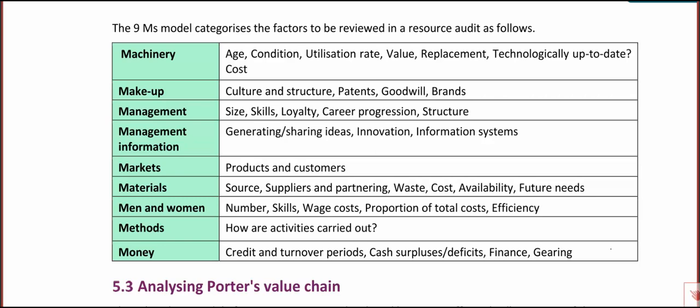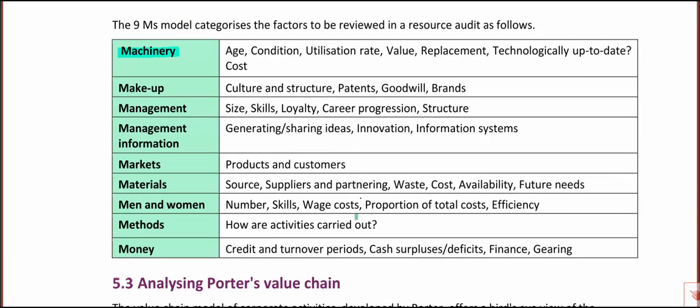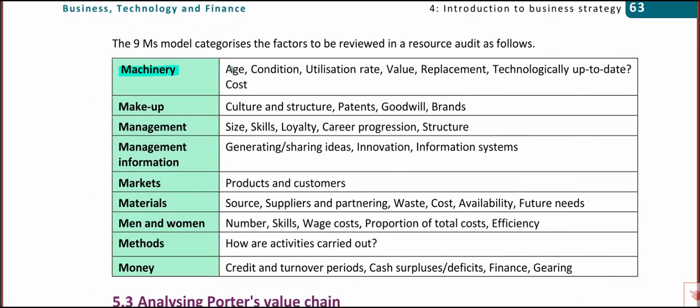Now the 9 M's here give us a really nice checklist to make sure that I'm considering every aspect when I'm doing this resource audit. So let's just run our way through these. So first M is for machinery then. So thinking about what machinery I have, how old it is, is it working well? Am I currently using it to its maximum capacity? Because if not, I could be using it better. I could be getting more of a return from the existing technology.